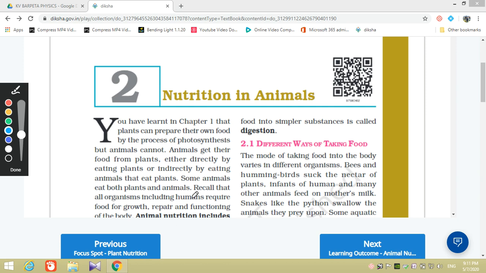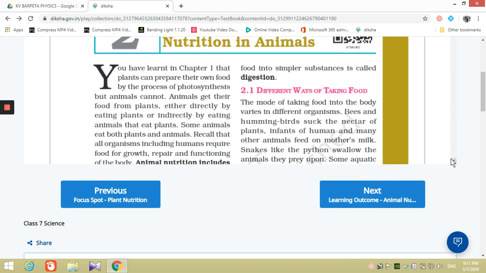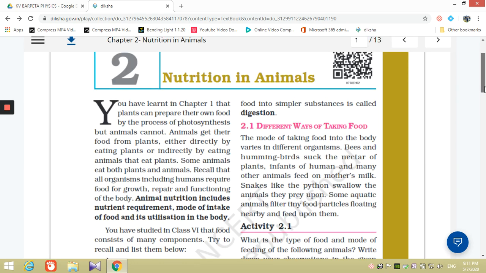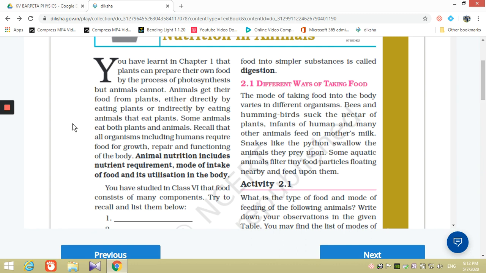You can recall that all organisms, including humans, require food for growth, repair, and functioning of the body. Now, what is repair? Repair means sometimes body tissues may be damaged due to some reason, and this has to be repaired, and for that nutrients are required. Who will provide the nutrients? Nutrients are provided by the process of nutrition from food.